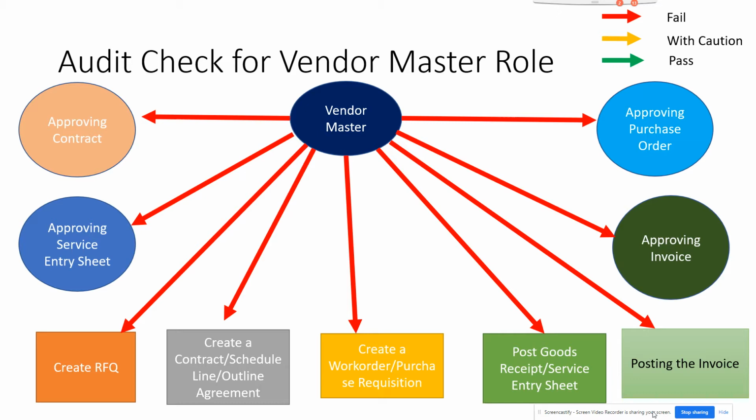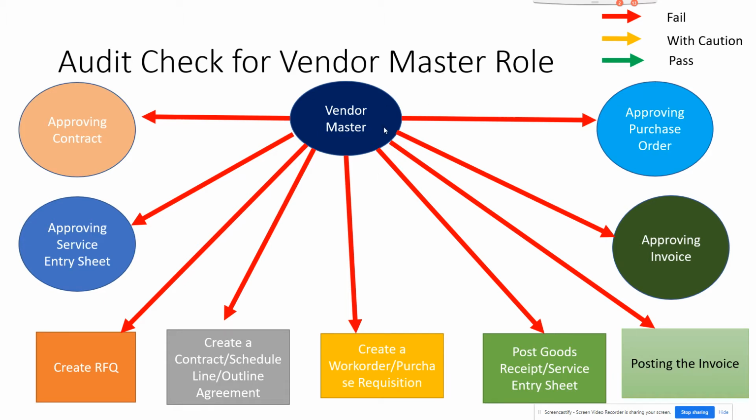So I'll be doing the audit checks for the vendor master role. A vendor master is one who creates a vendor. Here I'll explain what a fail is. Anything in red color is a fail, anything in yellow color is caution, and anything in green is a pass.